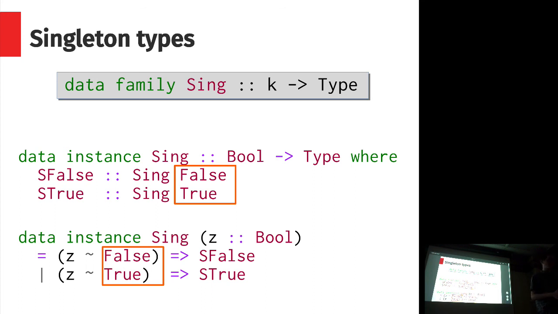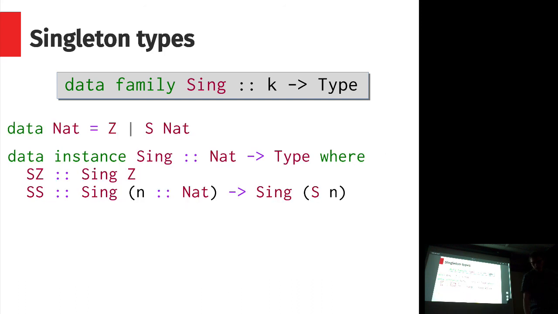By the way, singleton, that term comes from the fact that if you have a monomorphic singleton type, then there should be exactly one inhabitant of it. So for example, for Sing False, the only inhabitant is S False, and for Sing True, the only inhabitant is S True. Here's one more example to give you a flavor of the kind of appearance that singleton types take on.